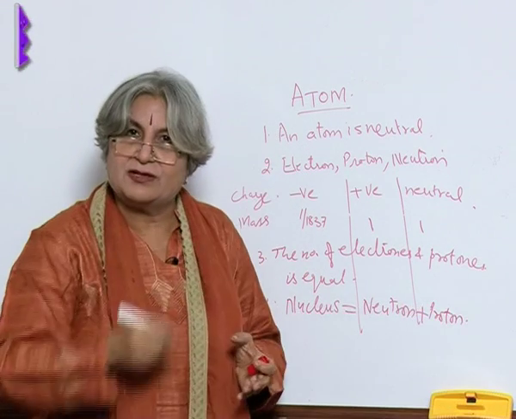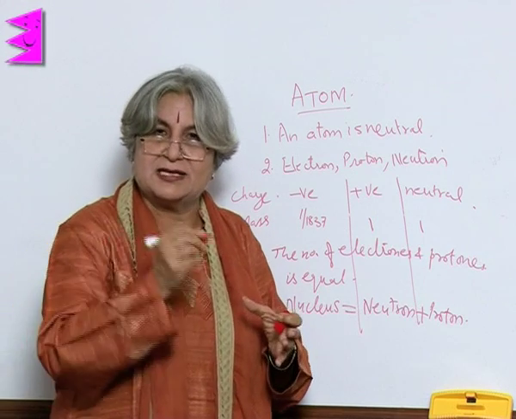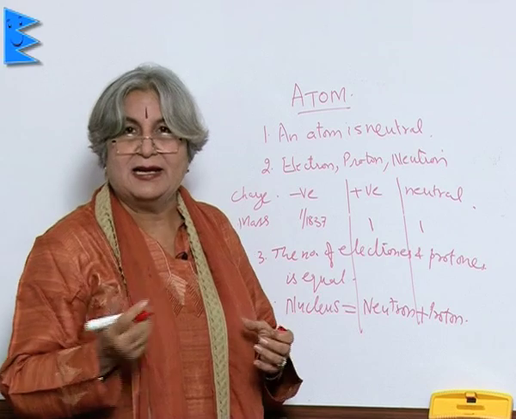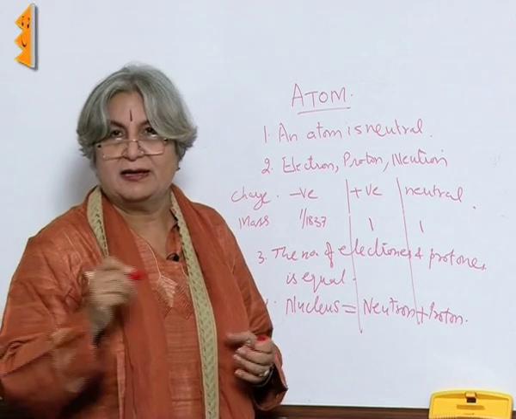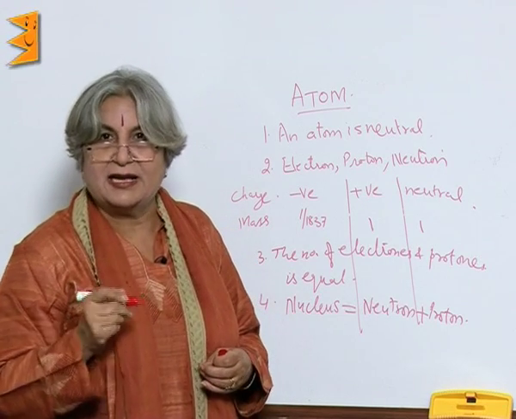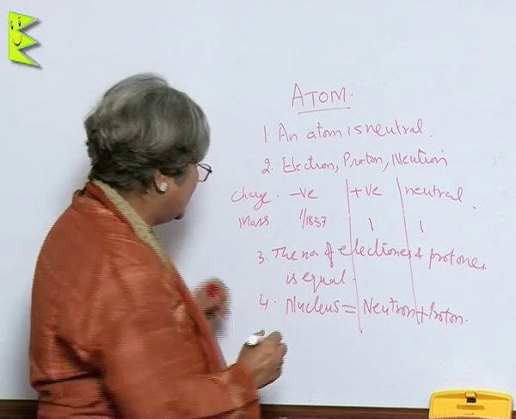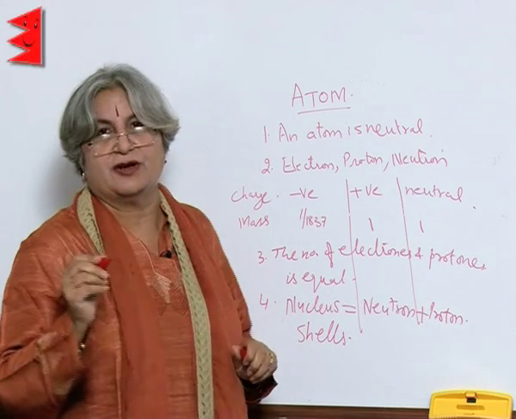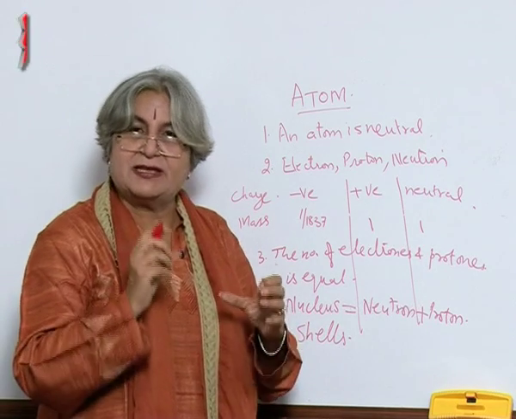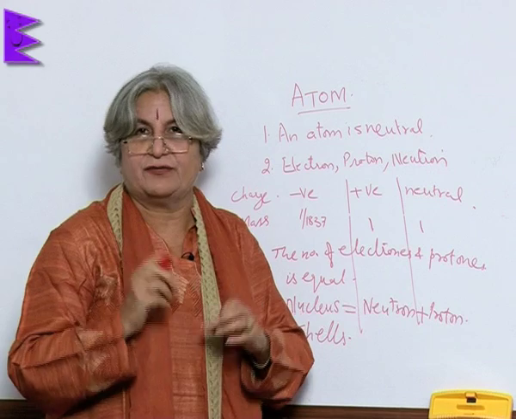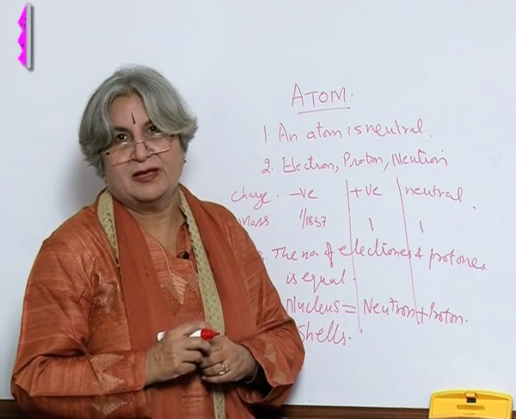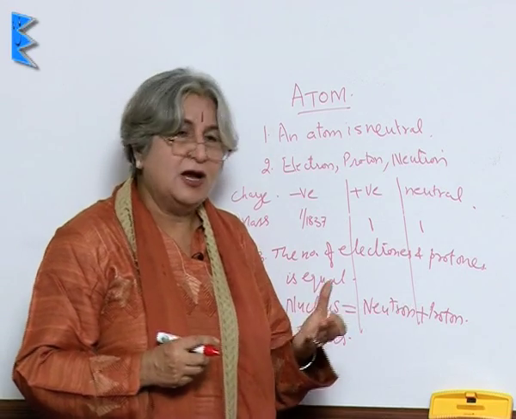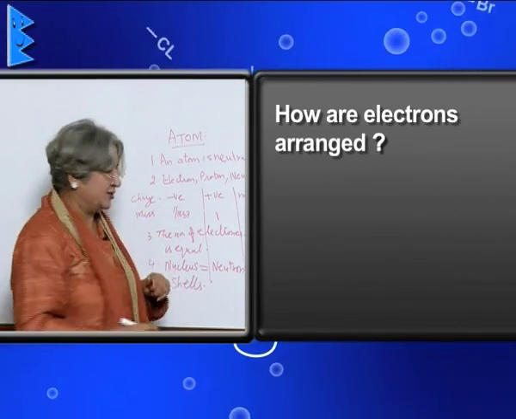So, where are electrons? Just like in the solar system, around the sun the planets revolve, similarly electrons revolve around the nucleus, and they revolve in rings which are called shells, and this is called the electronic configuration of an atom. Now, everything depends upon the electronic configuration of an atom. How many electrons are there in the outermost shell, or before that, how are electrons arranged?